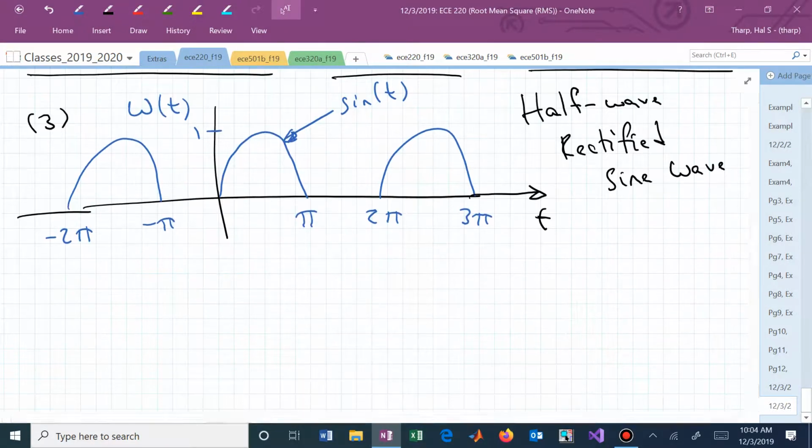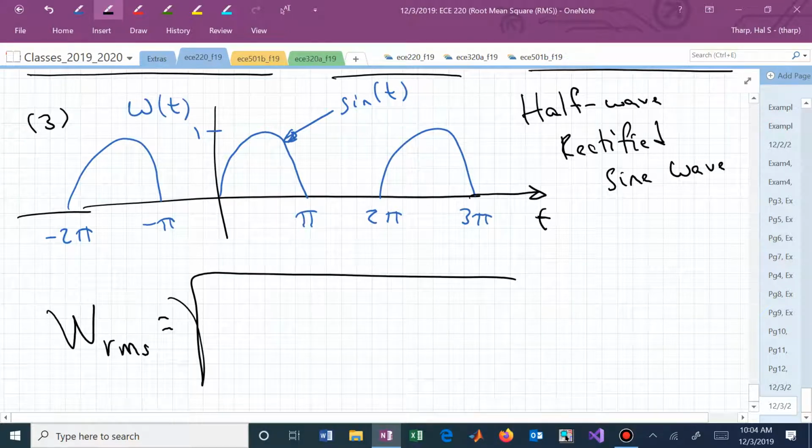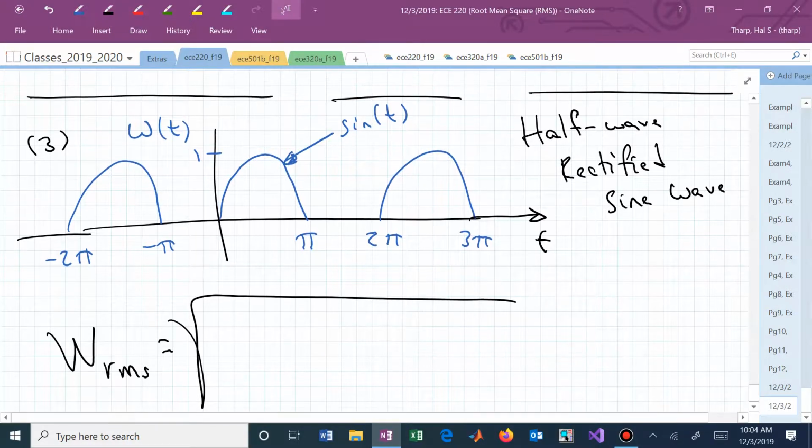What is W RMS? And this one might be close to what you're doing on your homework, which is due in a week from today, I think. So now what's the period? Two pi.